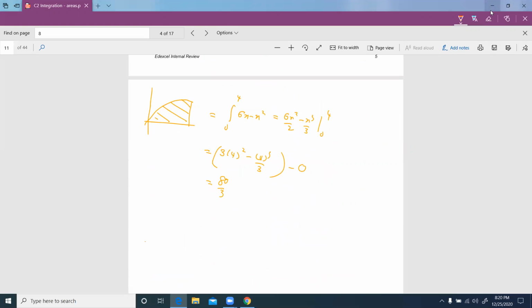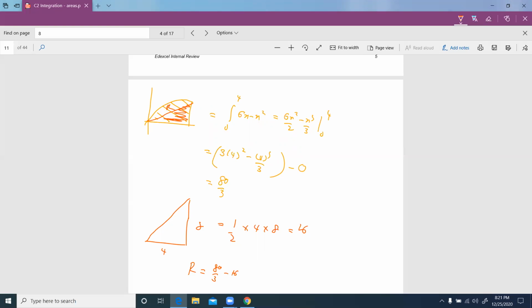It's a triangle, with base 4 and height 8. This triangle's area is half times 4 times 8, which turns out to be 16. So you can find the required region R by subtracting the area of the triangle from the area under the curve, that is 80 over 3 minus 16. I'm going to remove this area from that, and there you get the required region R.